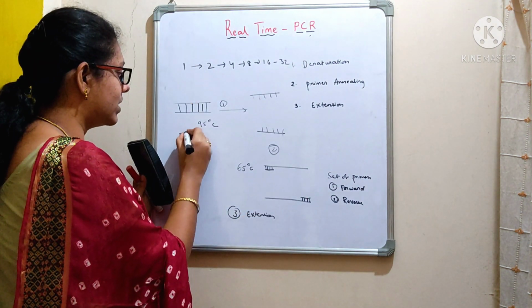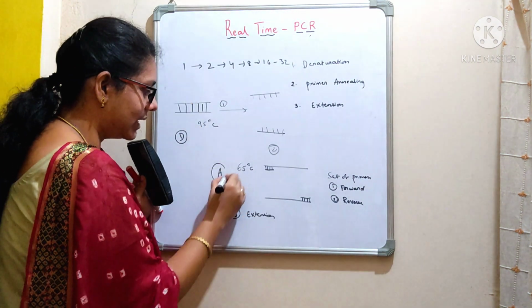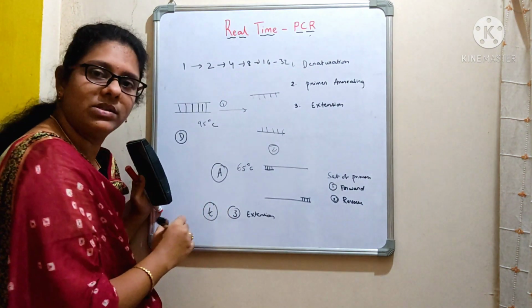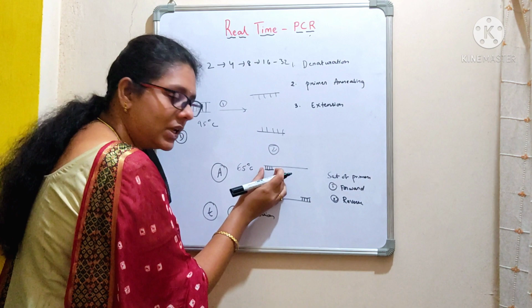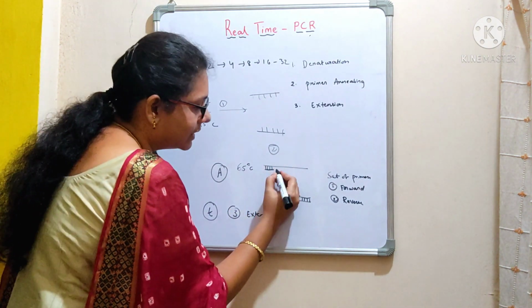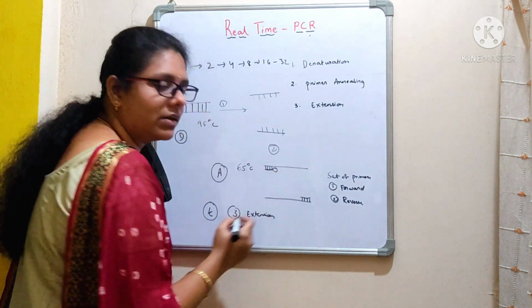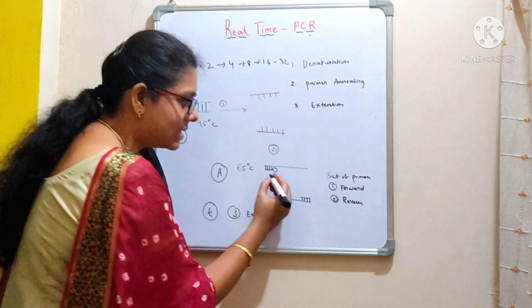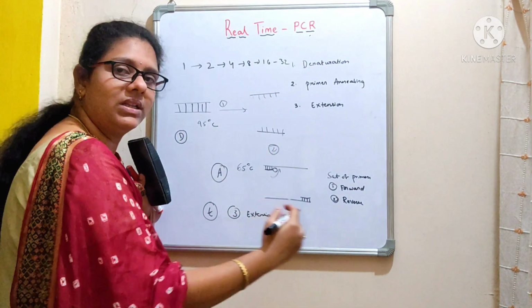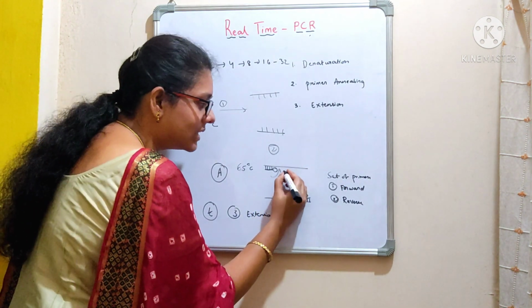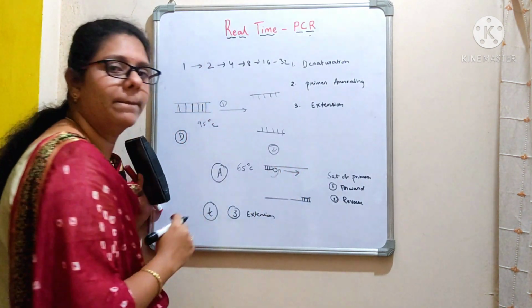This is denaturation, this is primer annealing, and this is extension. Okay, here in extension, what happens? After the binding of the primers, the DNA polymerase will come into action, and this DNA polymerase will add the nucleotides one after the other, and it will carry out the synthesis of DNA.